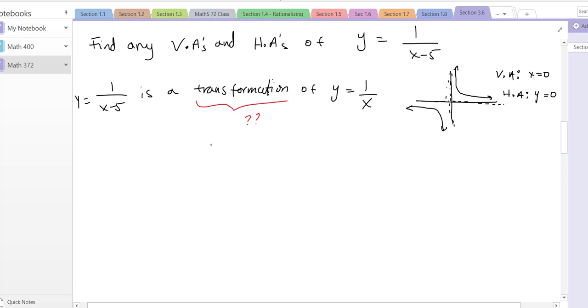Notice that we subtracted 5 from the x, so that means we have a horizontal transformation. So the vertical asymptote, instead of being at 0 as it is here, where is it going to be? The vertical asymptote is where the denominator is 0. So here it's going to be whenever x minus 5 is 0. So that means we have a horizontal transformation at 5. So graphing this function will have a vertical asymptote at 5.